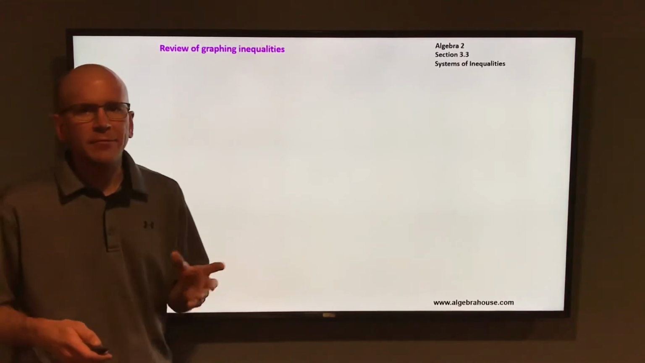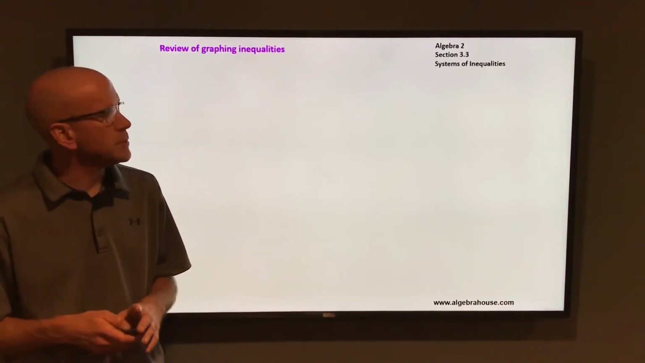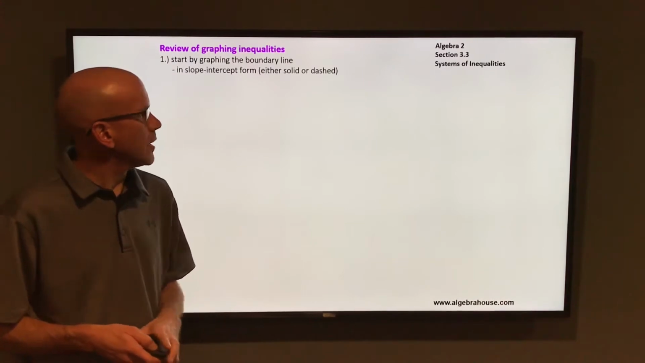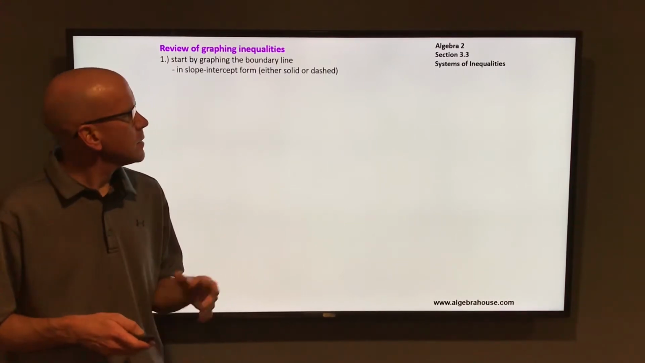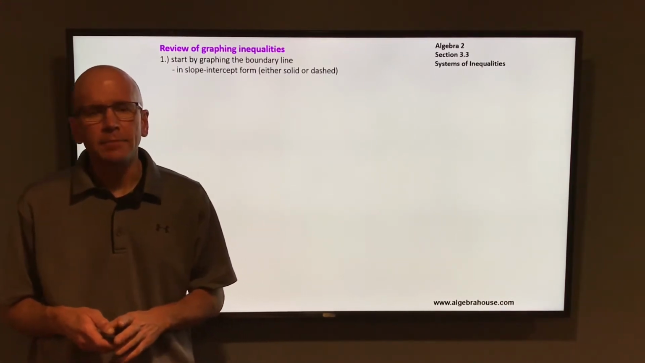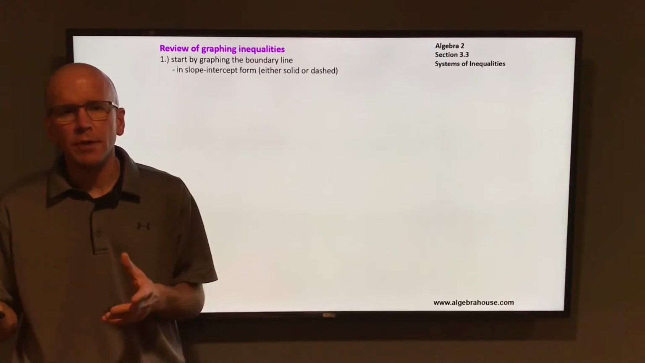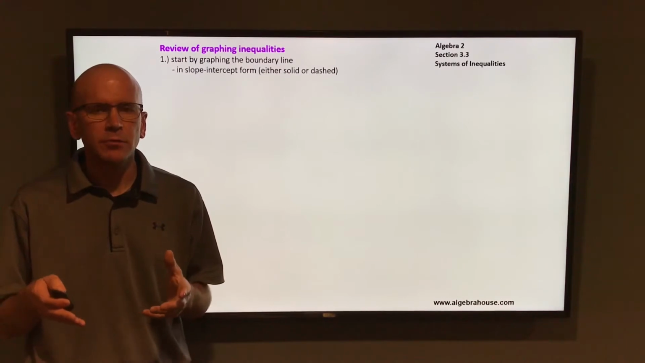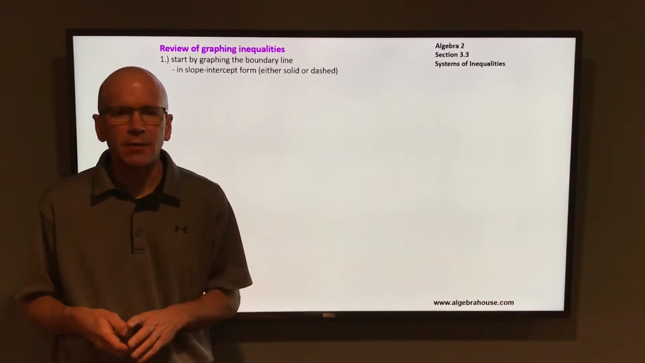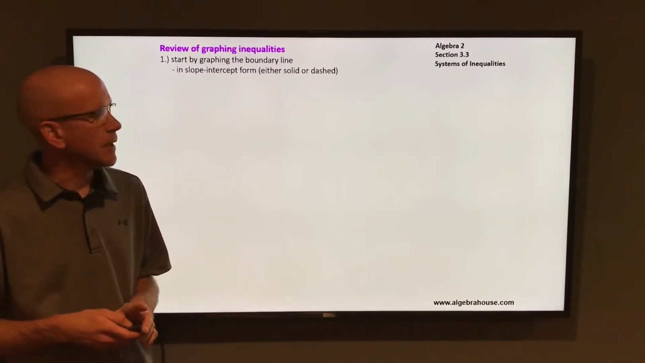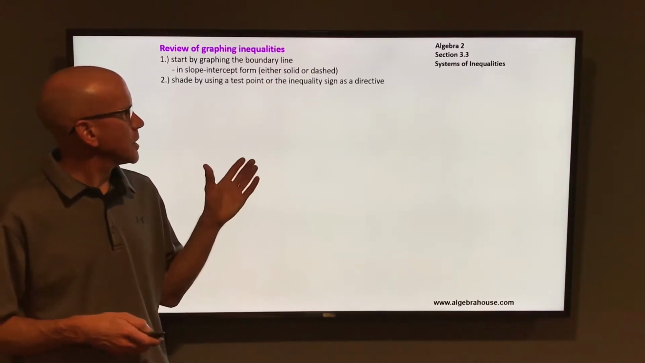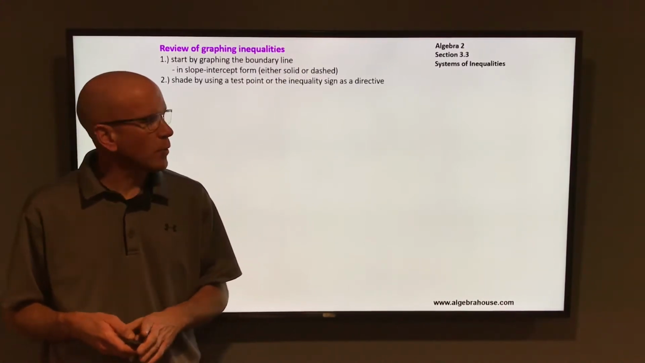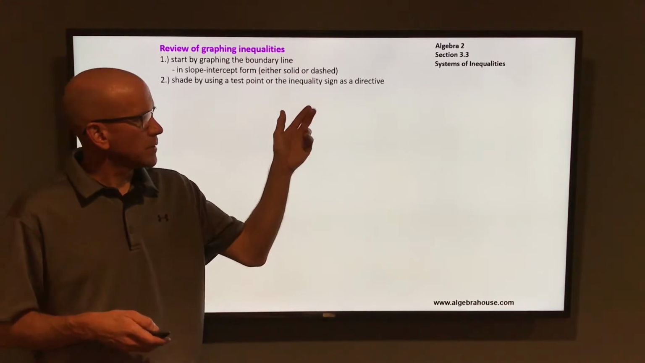Just a review of graphing inequalities. When you graph an inequality, you start by graphing the boundary line in slope-intercept form with either a solid line or a dashed line. So if you have a less than sign or just a greater than sign, it's a dashed line as the boundary line. If you have less than or equal to or greater than or equal to, it's a solid line put down as the boundary line.